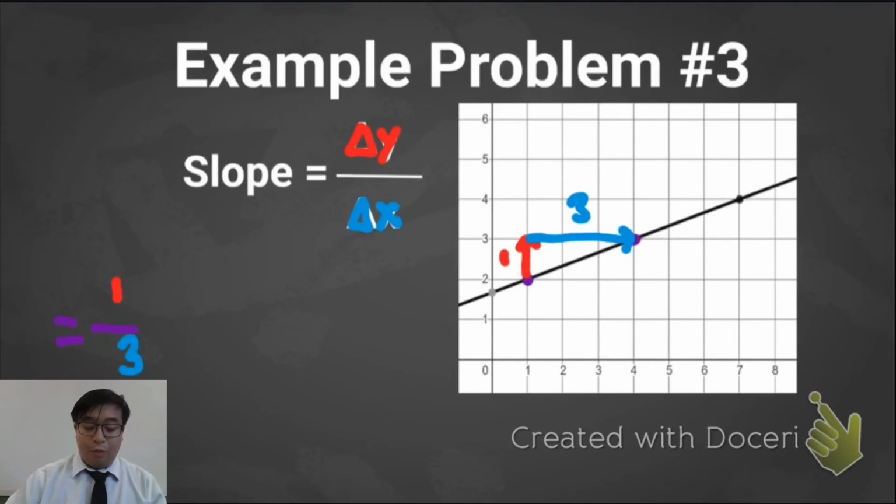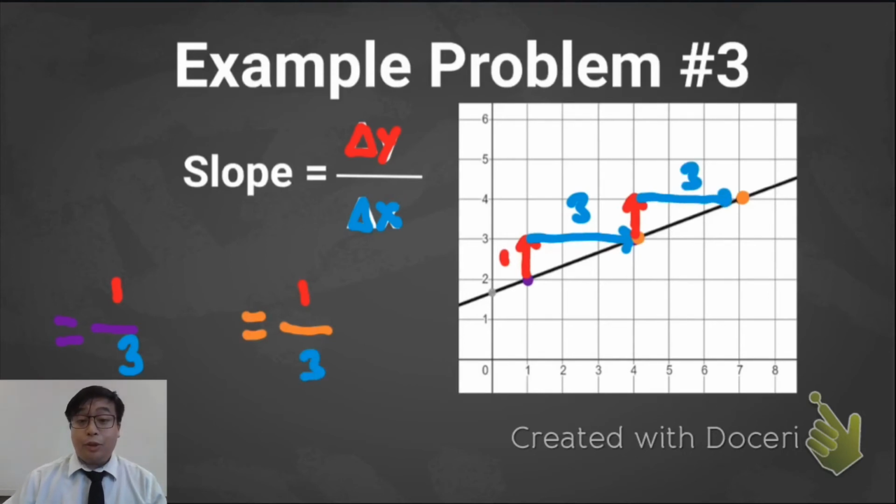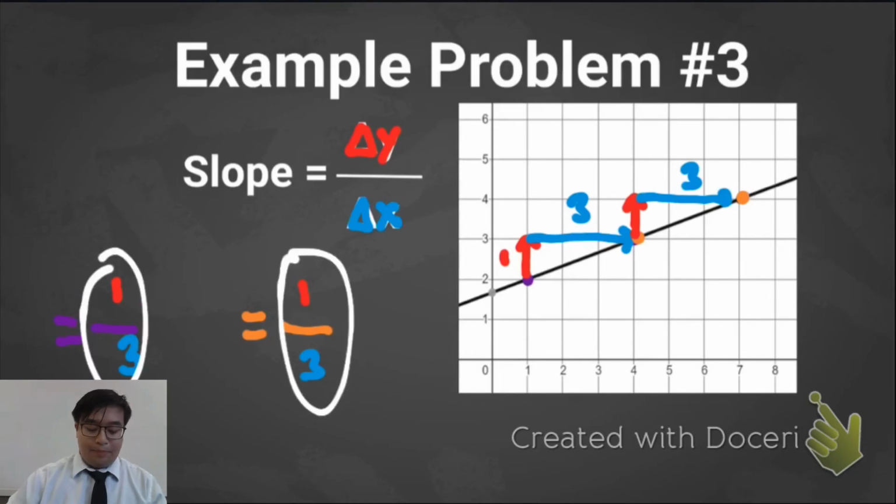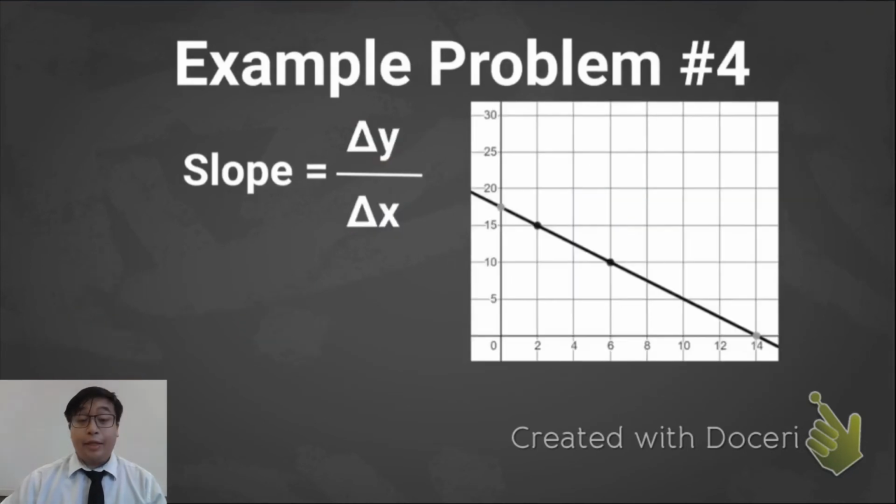Will we get the same slope if I use, for example, these 2 points, these 2 orange dots? Let's find out. If I want to find my change in y, and figure how much up I need to move, which is 1. And if I want to find my change in x, how much to the right do I need to move? 3. So again, it doesn't really matter which points we use. As long as we pick 2 points on the graph, we should always get the same slope. Okay? We should always get the same slope. Right?